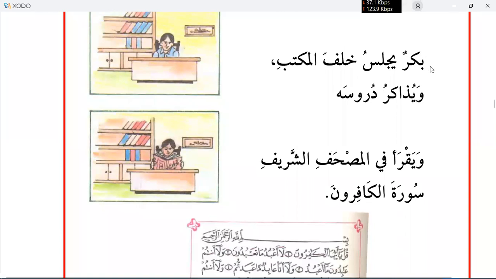Now read this. Bakrun yajlisu khalf al maktabi. Bakr is sitting behind the table. Wayudhakiru durusahu, and he is revising his lessons. Wayaqra'u fil mushafish sharif, and he is reading Surat Al-Kafirun from the Quran.